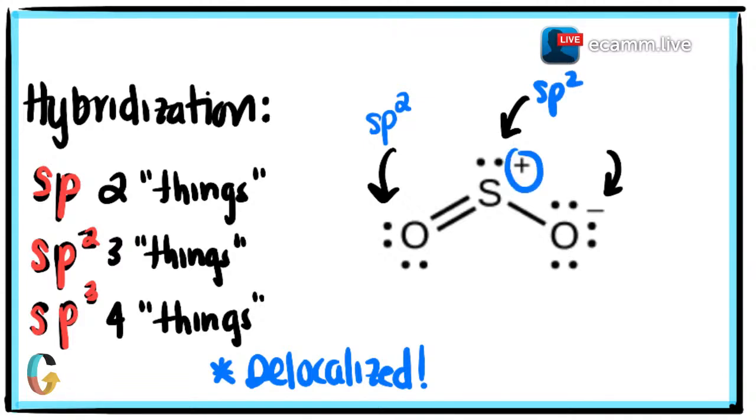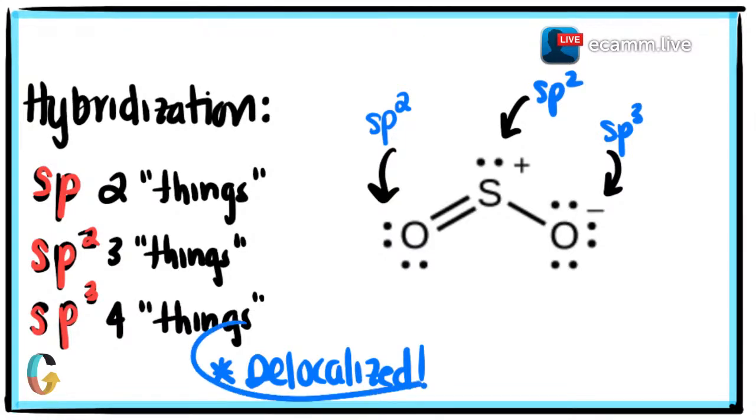Pay no attention to the charges. The charges are just an indication whether you have gained electrons or lost electrons. But the plus or the negative doesn't mean anything as far as electrons, just signifying whether that sulfur lost an electron or gained it. So you don't take that into consideration when you're doing hybridization. And then this oxygen, how many things? One, two, three, four. So four things, four letters. This is SP3. So that one's pretty easy. Hopefully this makes sense, guys.